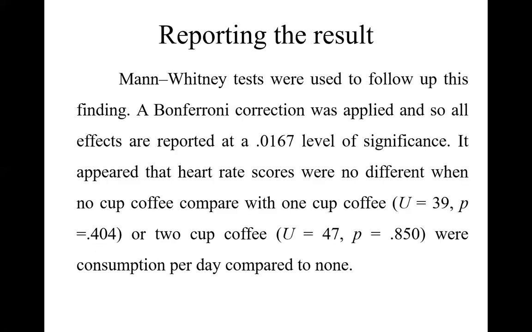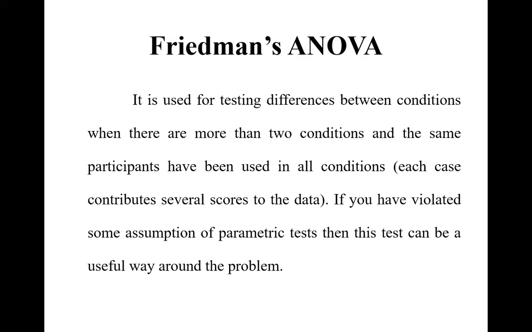This is about the Kruskal-Wallis test. Last case study for non-parametric tests is Friedman ANOVA. Friedman ANOVA, I told you, is equivalent to the repeated measures ANOVA. It is used for testing differences between conditions when there are more than 2 conditions and the same participants have been used in all conditions. Means more than 2 conditions.